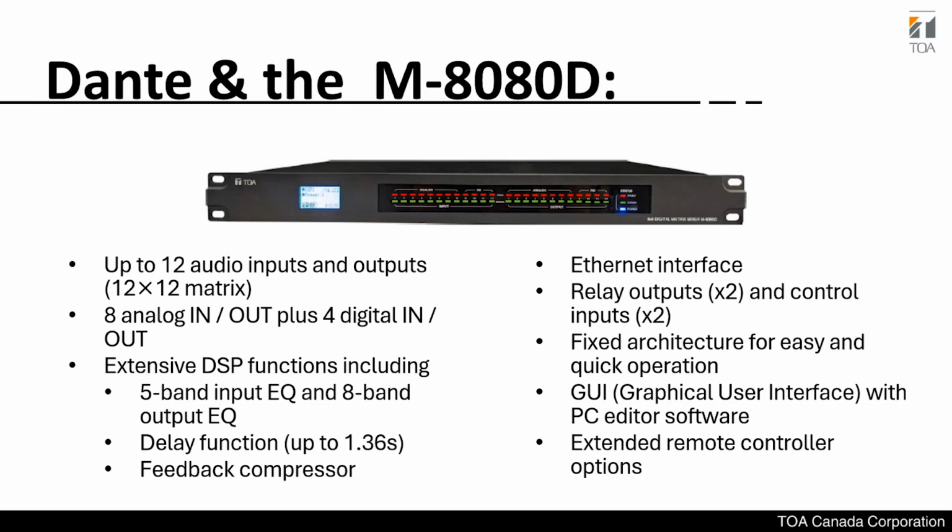It also has a 5-band equalizer for the input module and an 8-band equalizer for the output. The delay function is there, which is up to 1.36 seconds, and a feedback compressor is there, and Ethernet connectivity is there. It also has 2 relay outputs for emergency control, and 2 relay inputs are also there. If we want to give any command to the sampler to the mixer, we can give it through relay. It also has a flexible architecture for easy and quick operation.